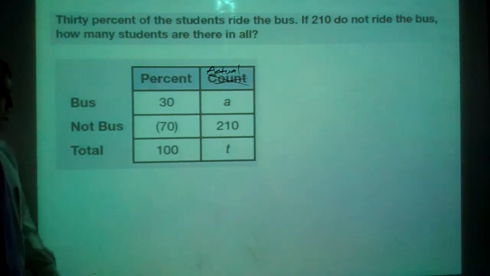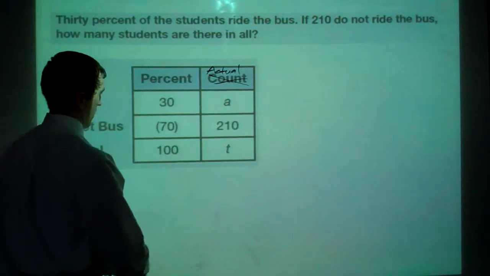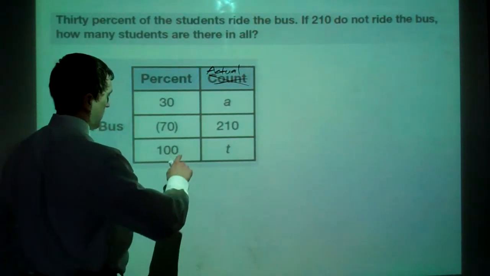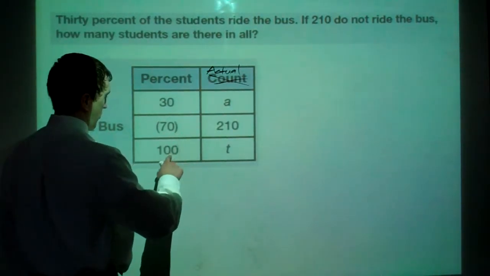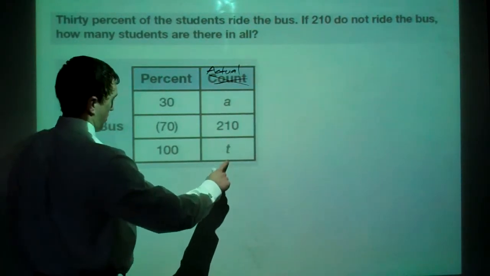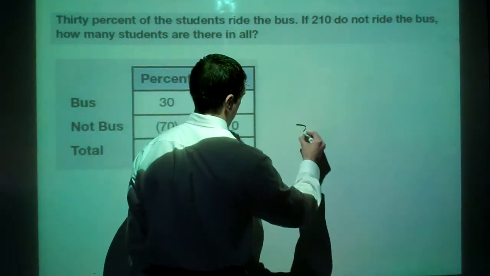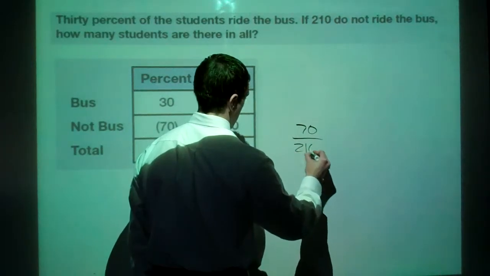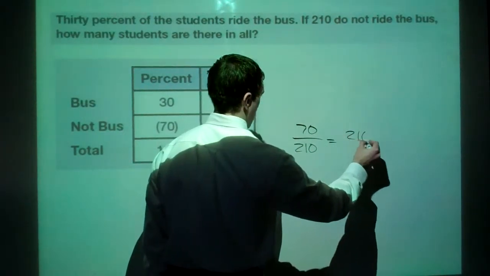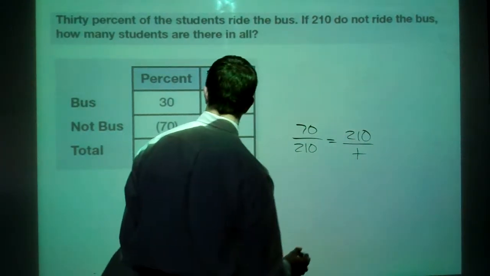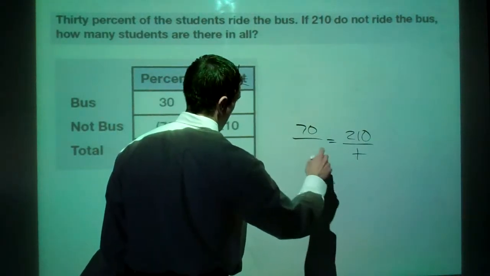The fastest route would be to do 70 over 100 equals 210 over the total. Set up that proportion. Oops, sorry, 100.